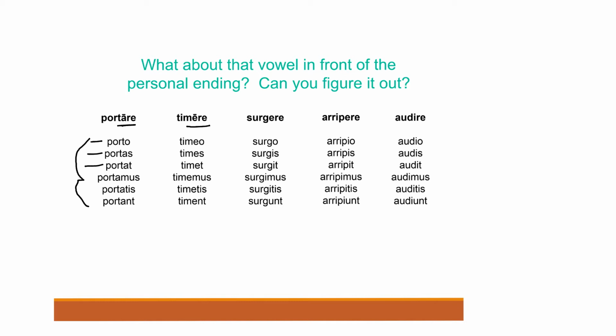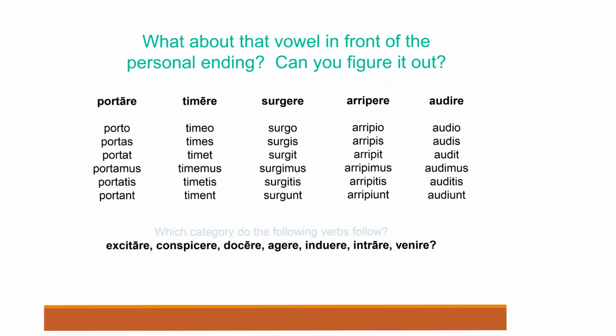So you'll see ARE, long ERE. This is important, because compare the long ERE here to the short ERE here, and see how you have timeo, times, timet, versus surgo, no E there, surgis, no E, it collapses into an I, surgit. There's an I but no E. So go ahead and just take a look at those patterns, because it's going to be really important for you to start memorizing what these patterns are.